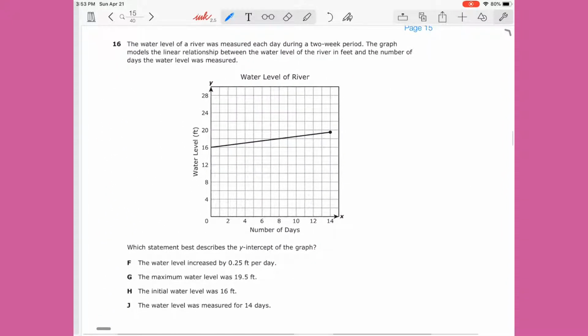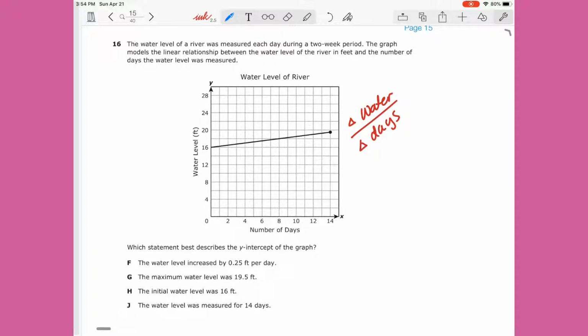Number 16. Okay. The water level of the river is measured each day during a 2-week period. And the graph models a linear relationship between the water level of the river in feet and the number of days the water was measured. So that's going to be the change in water level divided by the change in days.